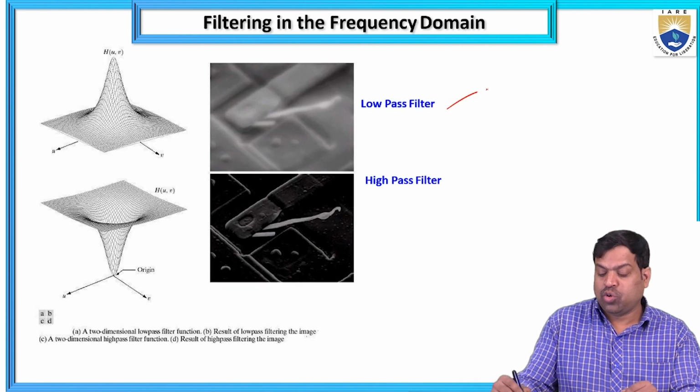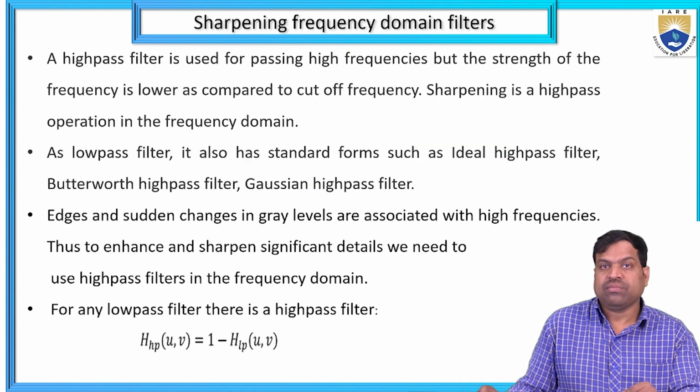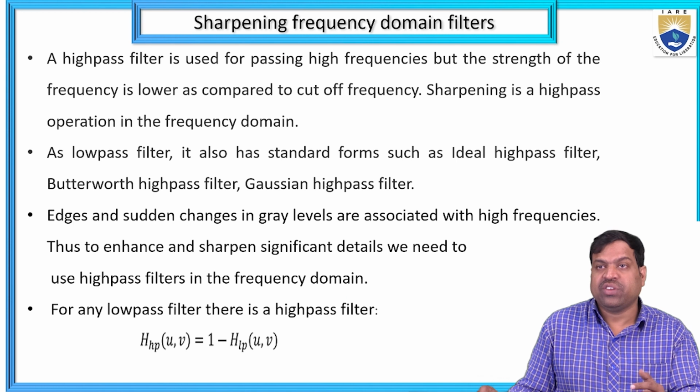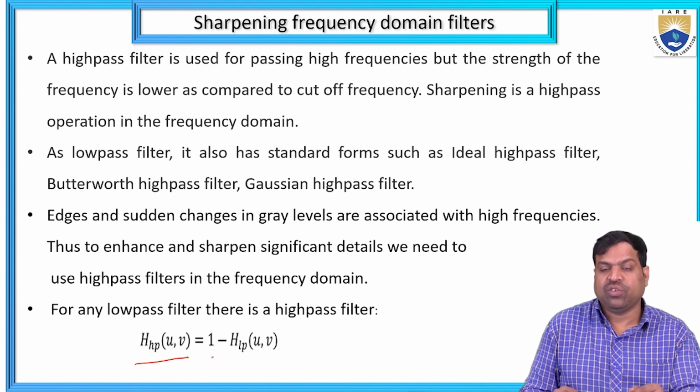It is one example for a low pass filter. It is another for a high pass filter. The high pass filter is used for passing high frequencies, while frequencies lower than the cutoff frequency are attenuated. This is the equation for high pass filtering: H of high pass equals 1 minus H of low pass.